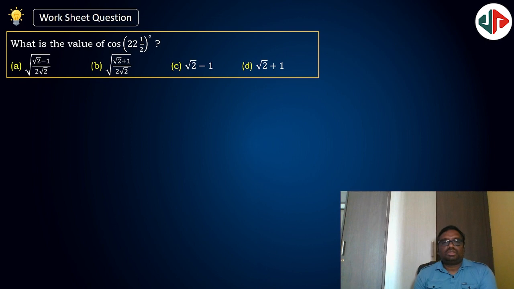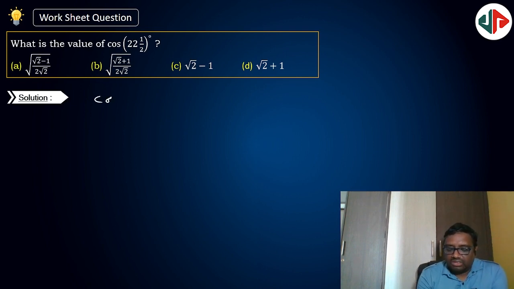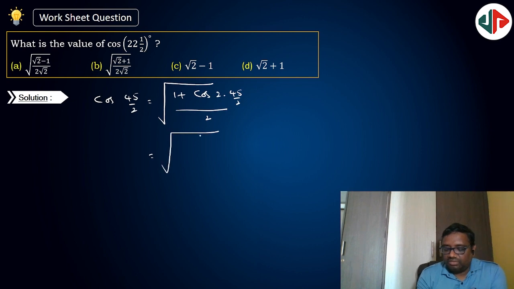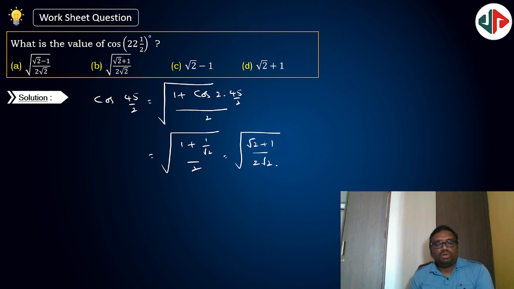What is the value of cos of 22 and a half degrees? Same as the previous question. Cos of this is nothing but cos of 45 by 2. We can read it as the square root of (1 plus cos of 2 into 45 by 2) by 2. So what is the cos 45 value? 1 by root 2. So this value is nothing but the square root of (root 2 plus 1 by 2).